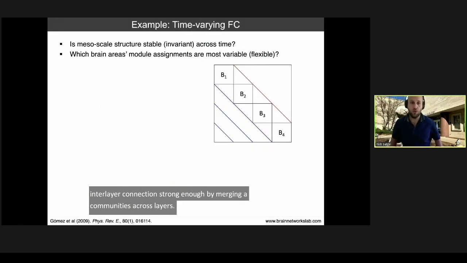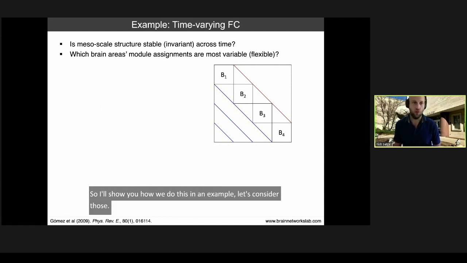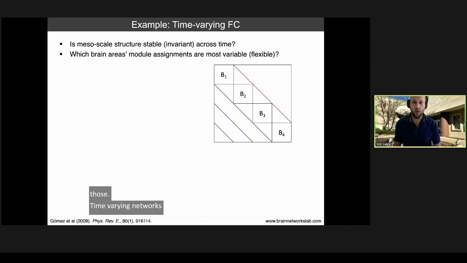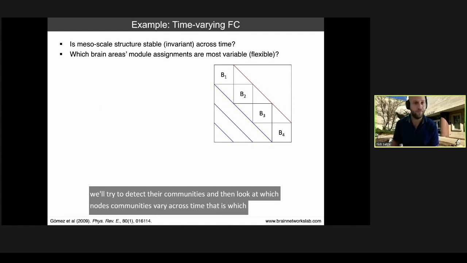So I'll show you how we do this in an example. So let's consider those time-varying networks I showed before. And what we'll do is we'll try to detect their communities and then look at which nodes' communities vary across time. That is, which nodes' communities are flexible.